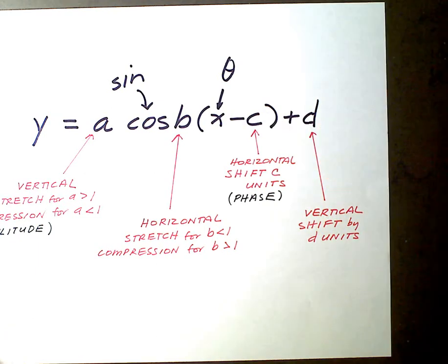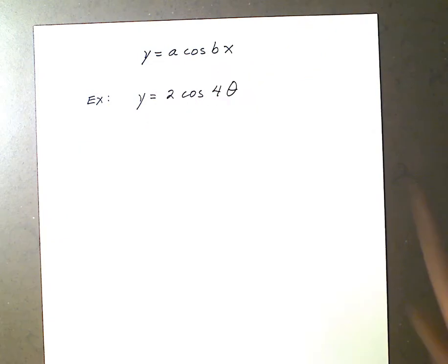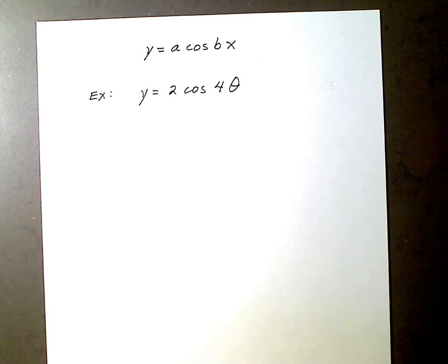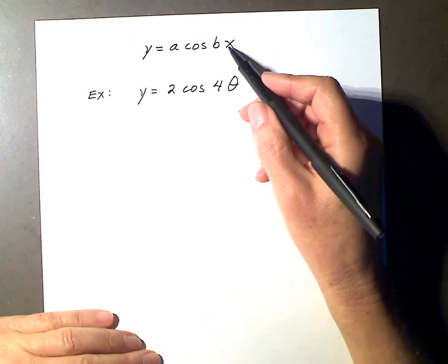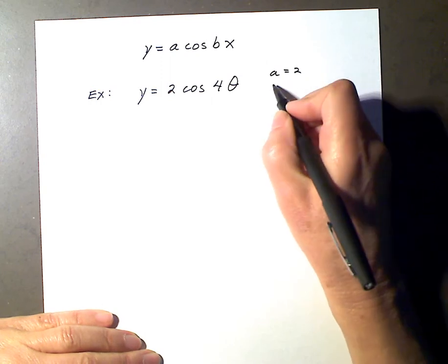So let's do just a real basic example. And we're not going to use anything but the A and the B in this example, and we'll graph a cosine. So we're talking about y equals 2 times the cosine of 4 times theta. And again, theta is interchangeable with x. So in this, the A is a 2, and B is a 4.